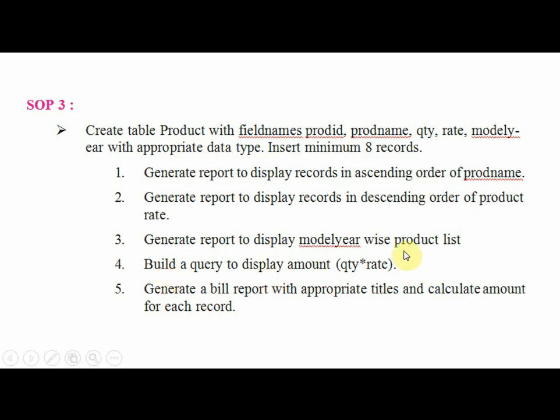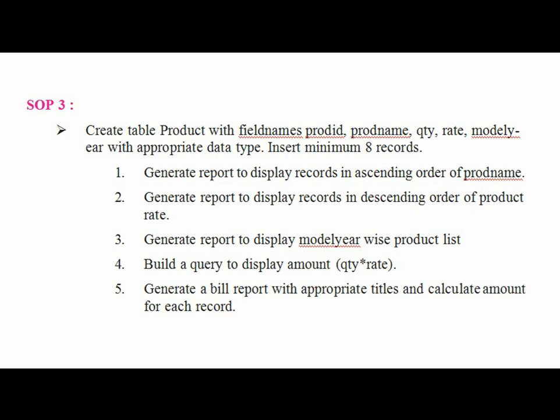You are going to find out the total amount. The formula will be quantity into rate, and you are going to display the total amount of each row. And finally you are going to generate a bill report with appropriate titles and calculate the amount for each record. So let's see how we can do this practical.